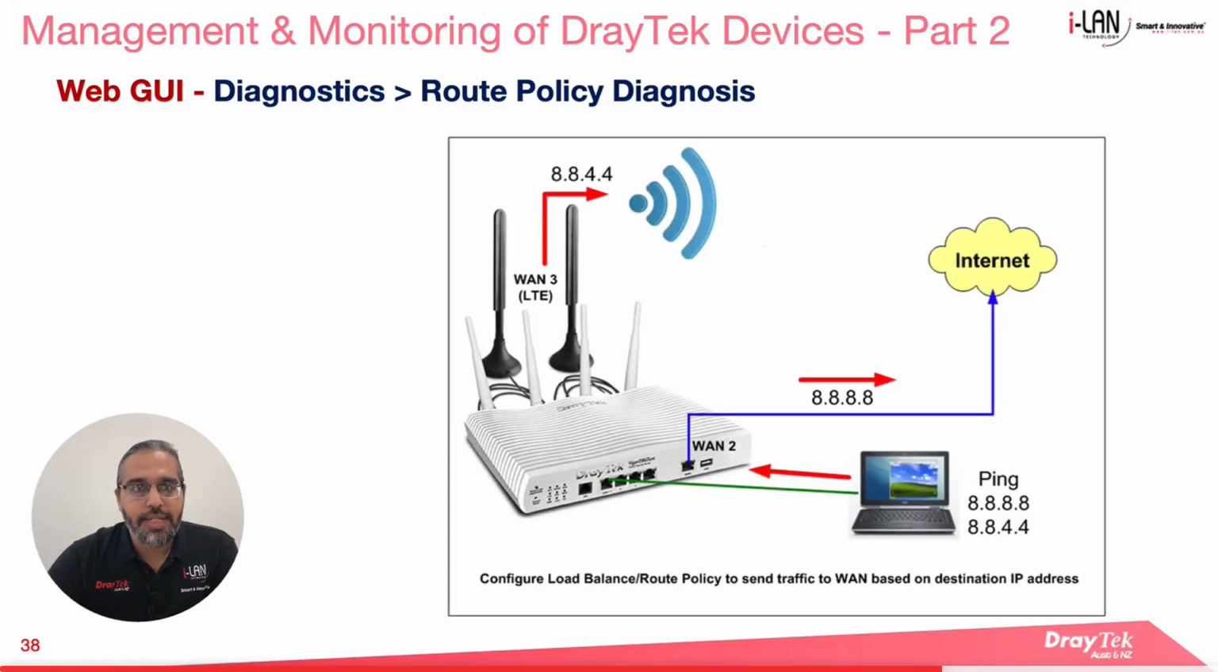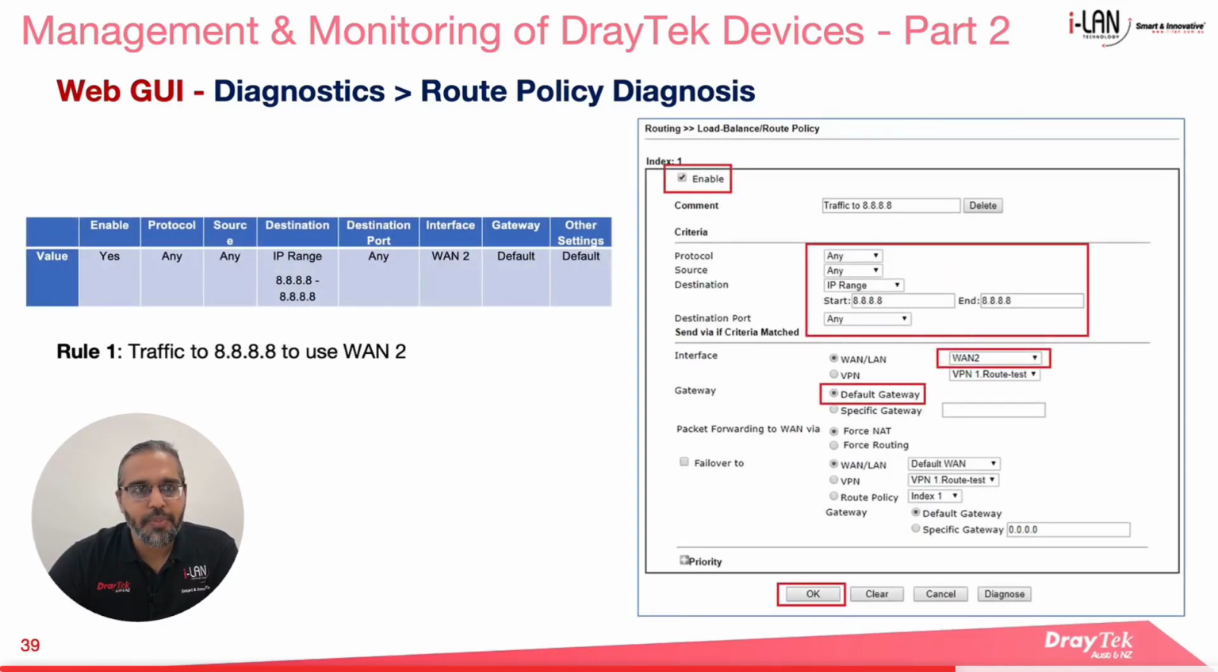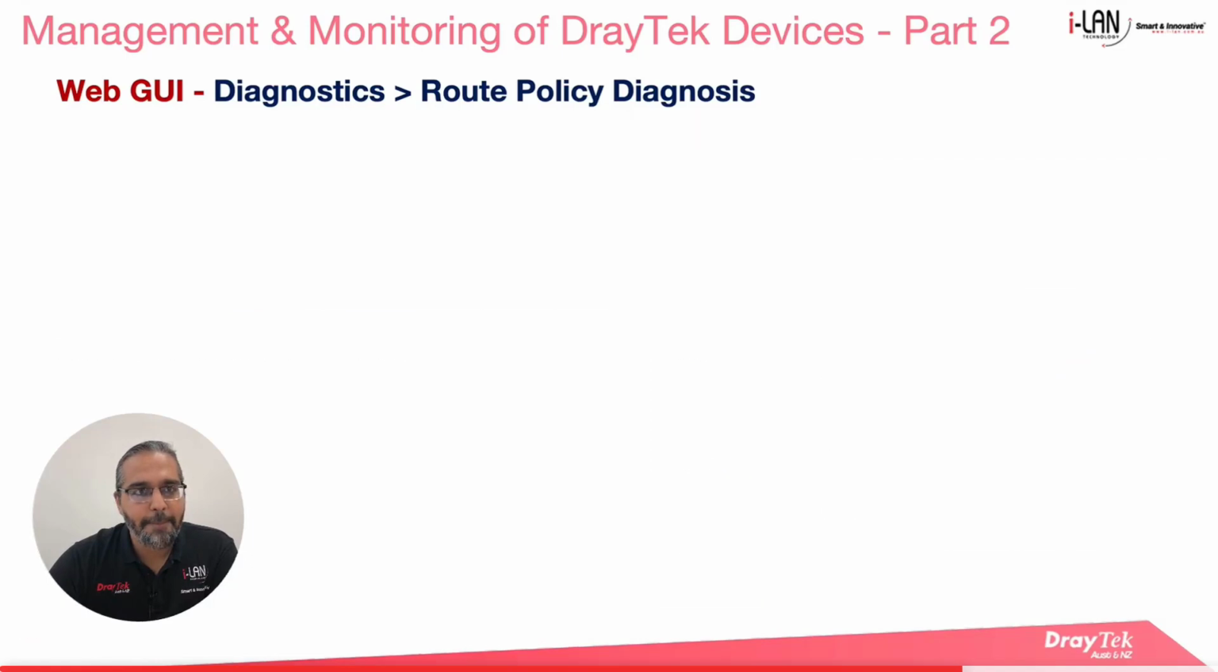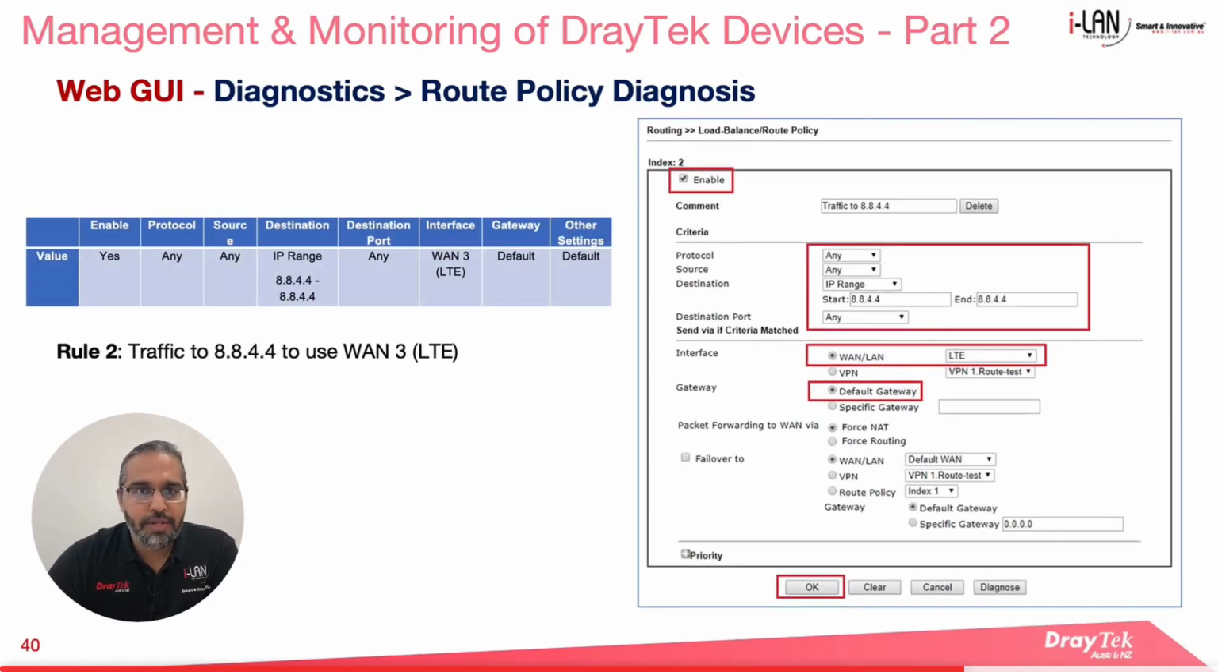Let me explain this with an example where we want traffic going to 8.8.8.8 to use WAN 2 and traffic going to 8.8.4.4 to use the LTE WAN, which is WAN 3. In order to keep things simple, I'll be using the same network topology I used earlier. Here we have the load balance route policy settings for the first rule, where traffic to 8.8.8.8 will use WAN 2. And this is the other rule where traffic to 8.8.4.4 will use the LTE WAN.